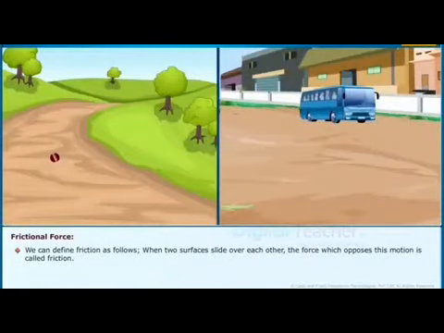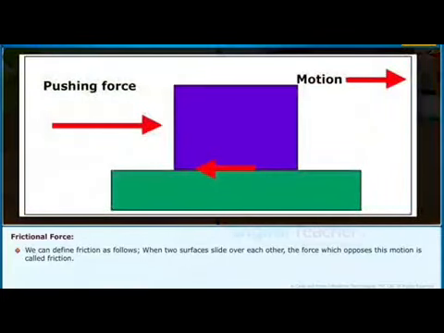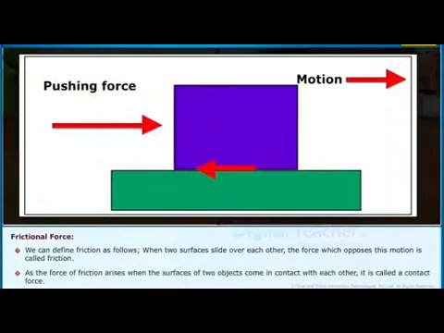We can define friction as follows. When two surfaces slide over each other, the force which opposes this motion is called friction. As the force of friction arises when the surfaces of two objects come in contact with each other, it is called a contact force.